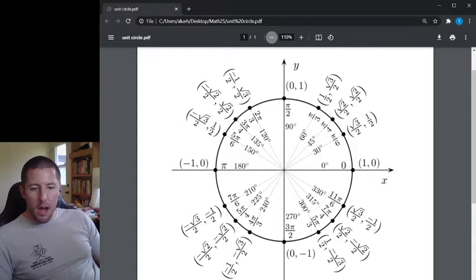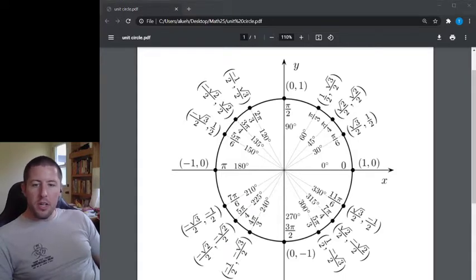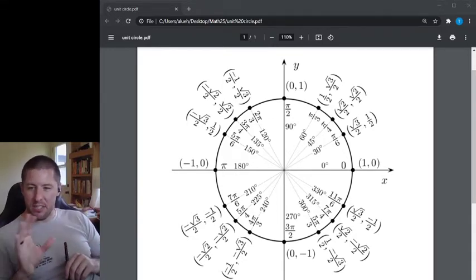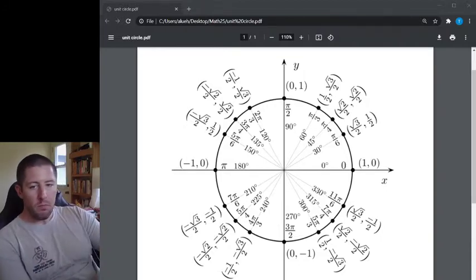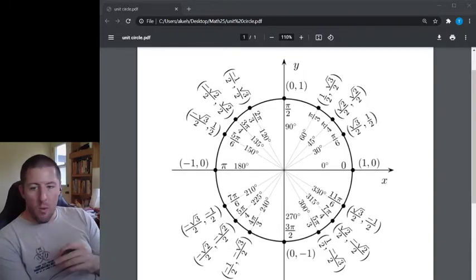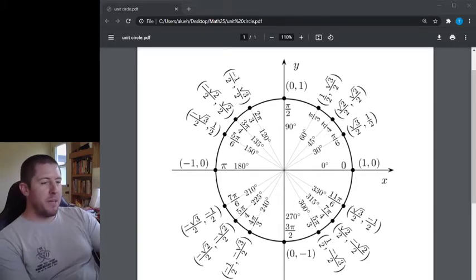Okay, here we go. So here is our unit circle. There's a lot on this thing. And what I want to convince you is that this is not that bad. That's our goal for today, is to convince ourselves that we've got this. Don't look at everything all at once. Let's look at this little piece by little piece.